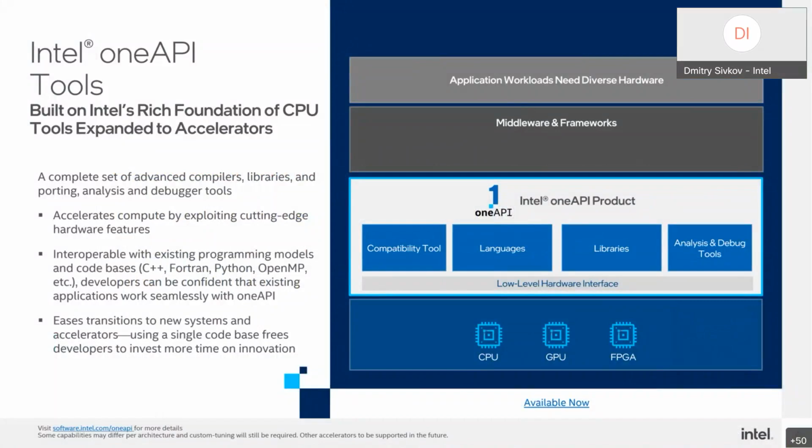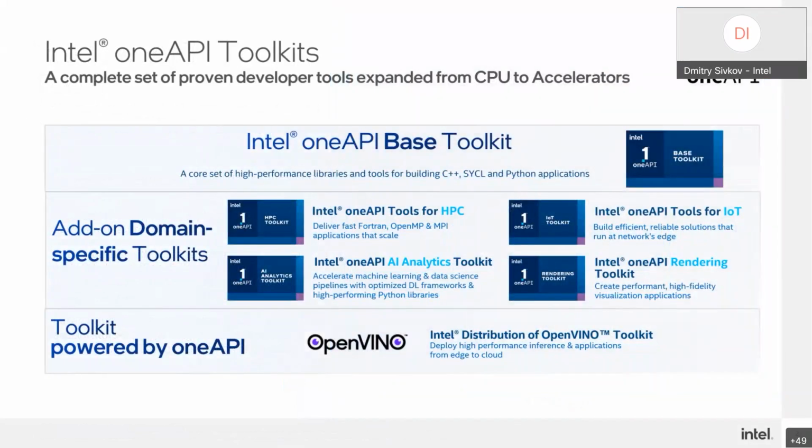The first part is the initiative and open specification. And the second part is a set of software products targeted for efficient usage of hardware accelerators and CPUs. And as described before, we have plenty of tools, and all tools are combined into toolkits related to application domains. So right now, our talk will be dedicated to Intel oneAPI tools for HPC.